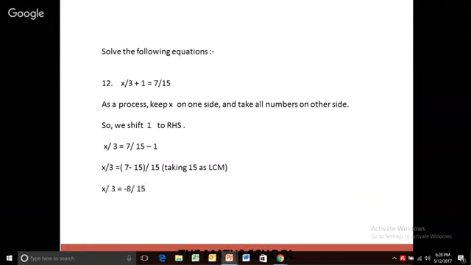Now this x upon 3, 3 will again shift to right hand side. On left hand side, it is in the denominator. On right hand side, it will go to the numerator. So minus 8 upon 15 multiplied by 3 is minus 8 upon 5 is the answer. Only because of fraction, this question becomes slightly more important.